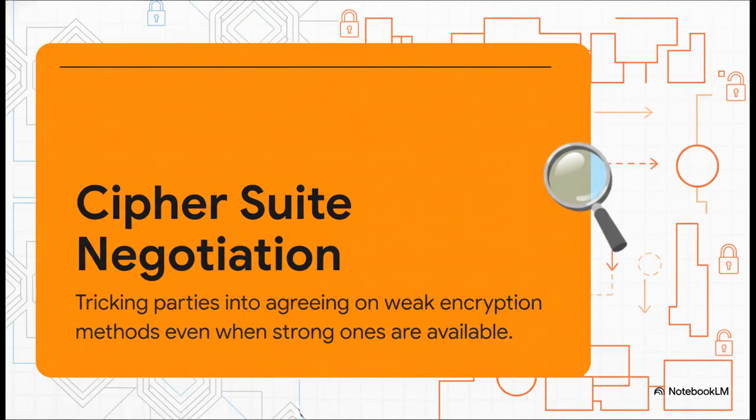Next, we have a cipher suite negotiation attack. Now, a cipher suite is basically just the menu of encryption options that two computers can agree to use. Think of it like a list of languages they can both speak. This attack tricks them into picking the absolute weakest, simplest language on the menu, one the attacker already knows how to understand, even when both of them are perfectly capable of speaking much more secure, complex languages.